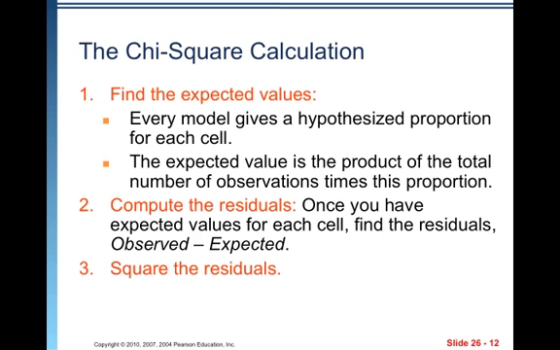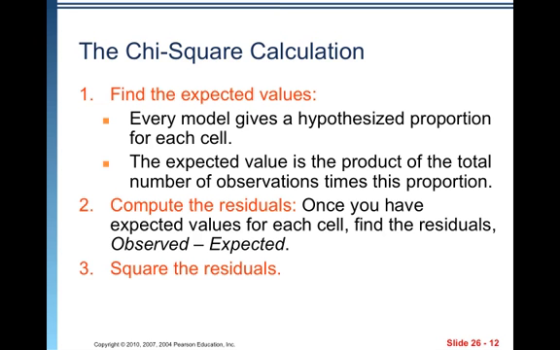Alright, so for the chi-square calculation, the first thing you want to do is find the expected values. Every model gives a hypothesized proportion for each cell. The expected value is the product of the total number of observations times this proportion. It is imperative that you know this because you're going to have to calculate expected values for chi-square goodness of fit.